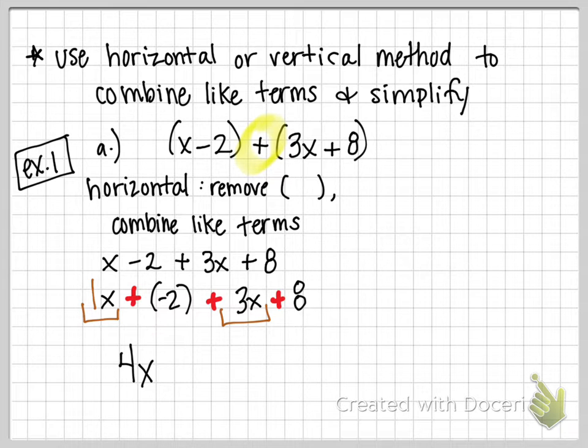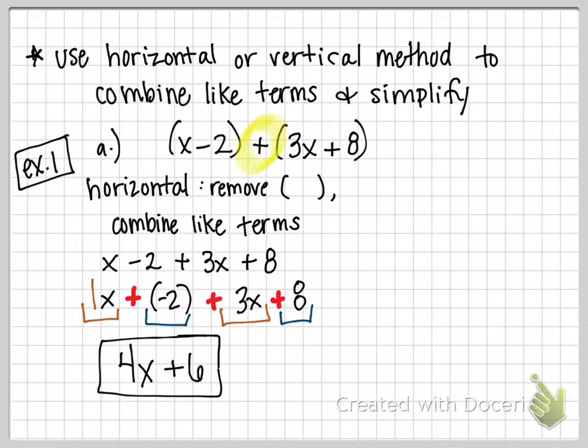And then my next two like terms are what? Nicholas? Negative 2 and 8. When we combine those like terms, what do we get? Positive 6. So 4x plus 6. And that is simplest form because those are not like terms. We just leave it like that. That's the horizontal method. It's horizontal because it just stayed all on one line. And then for vertical, we'll stack them on top of each other and add that way.